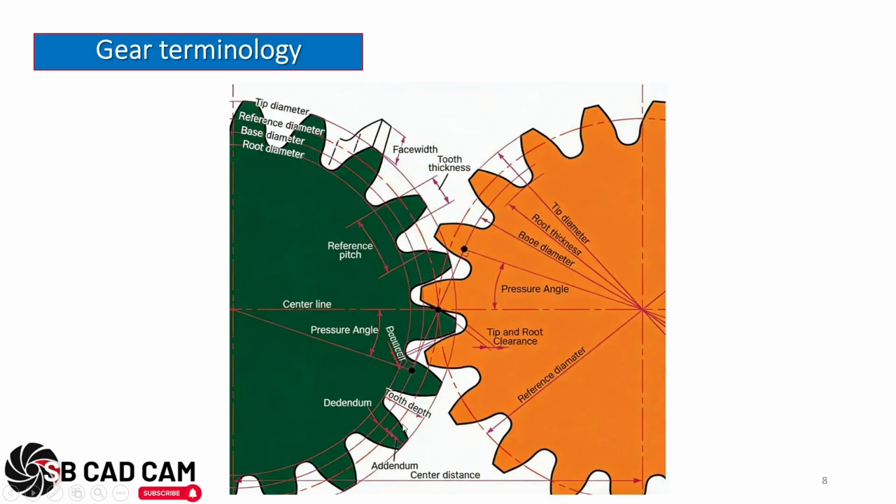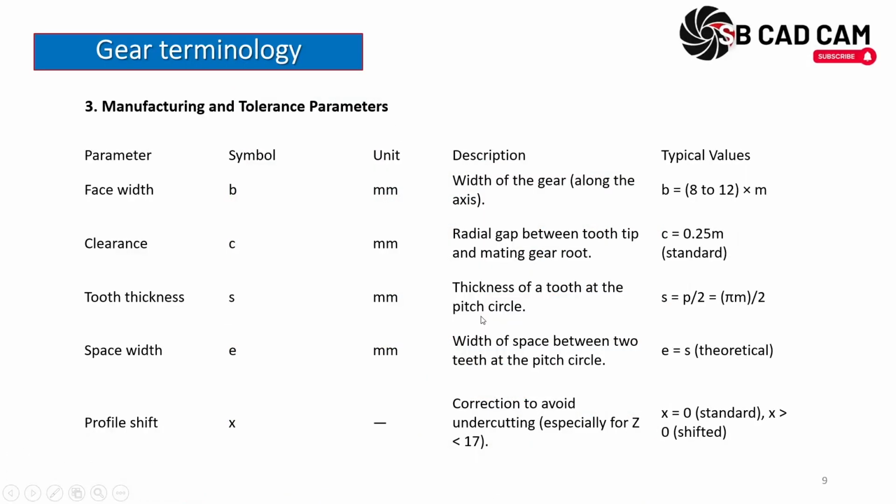According to this drawing, we can find the addendum here between this and this, because this is the reference diameter, and the dedendum here according to this reference diameter.